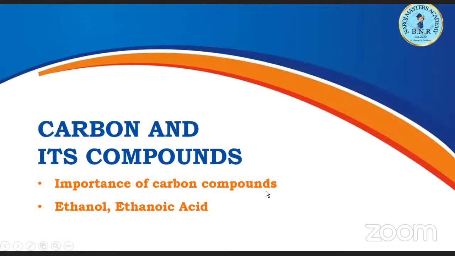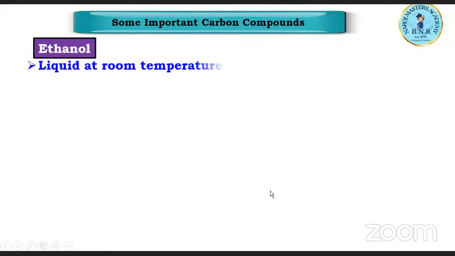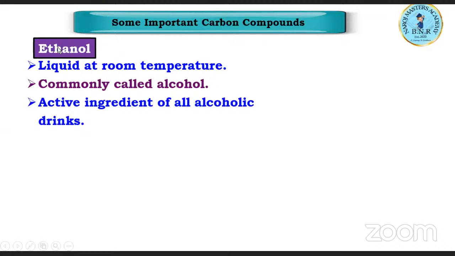Now, importance of carbon compounds: ethanol, ethanoic acid. What is ethanol? It is a liquid at room temperature, commonly called alcohol. Eth means how many carbons? Two carbons. And 'an' means saturated or unsaturated? Saturated, so all single bonds, is it right?